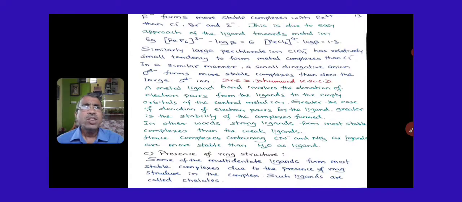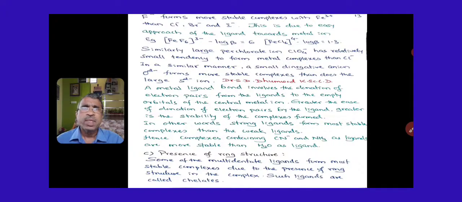Similarly, large perchlorate ion, ClO4- ion is known as a perchlorate ion. Its size is very big, so it has relatively small tendency to form metal complexes. In a similar manner, a small dinegative anion like oxide ion forms more stable complexes than does the large sulfide ion.